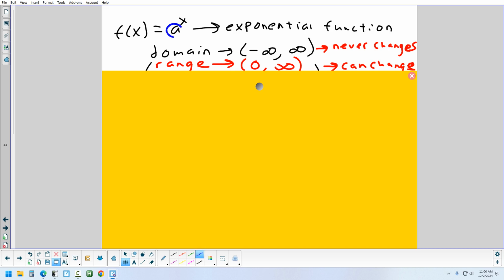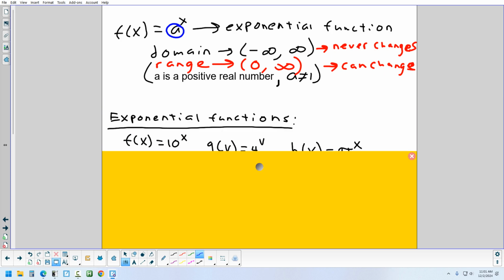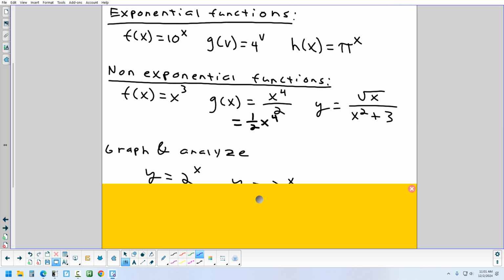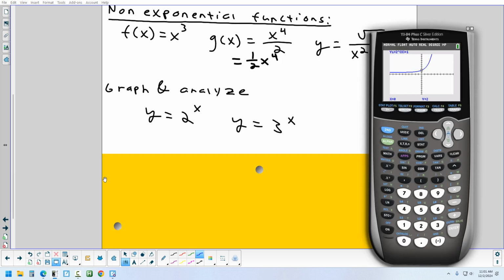And then I have another reminder below about A. What did I say A has to be for an exponential? I mentioned two things about it. Positive number, has to be positive, but not 1. So that's just another reminder about that. A is a positive real number, but it's not 1. Okay, you should have already written that down. Talked about some exponential and not exponential. Let's look at graphing 2 to the x, and now let's add 3 to the x to it.